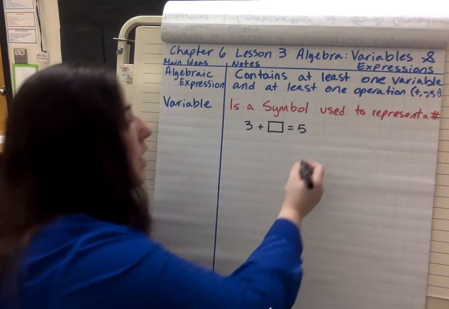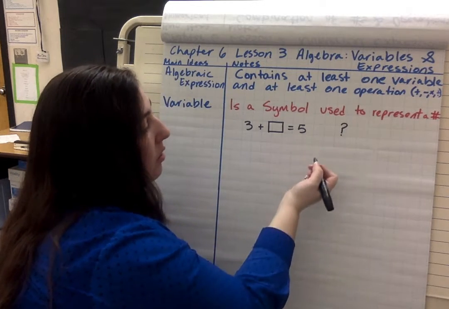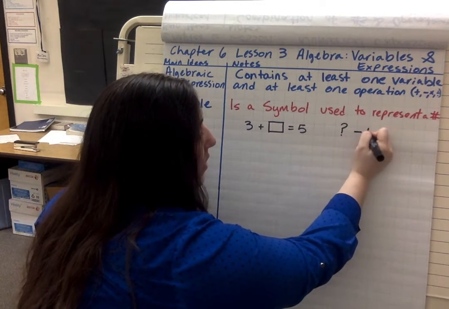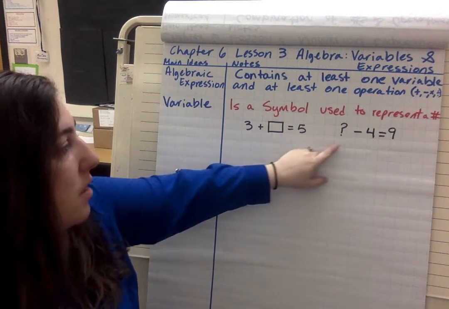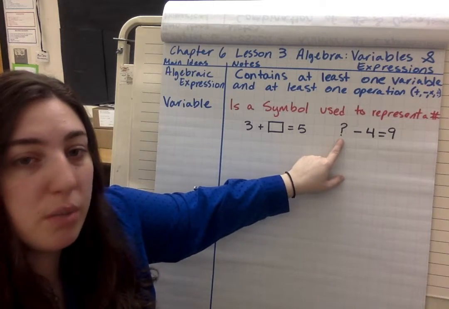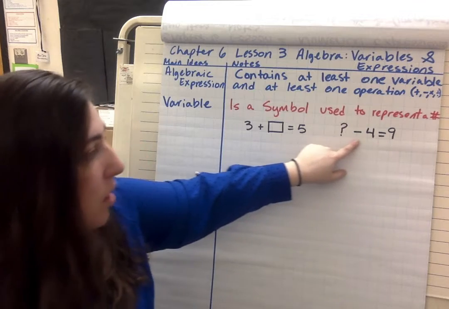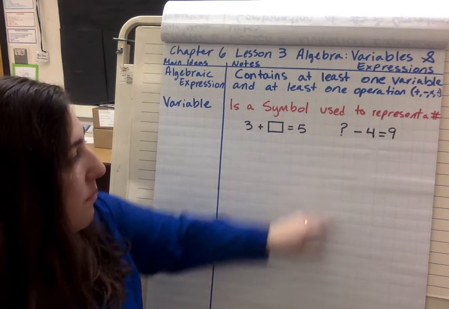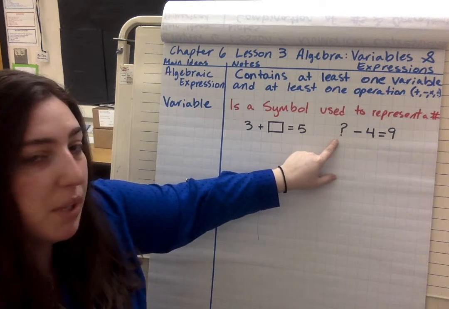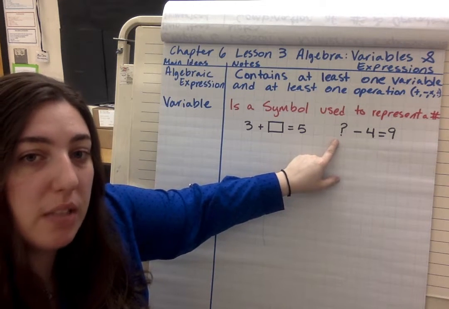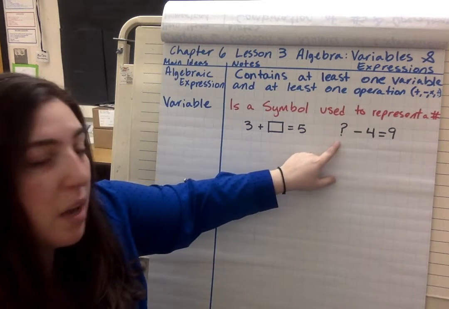Another way that you may have seen this in elementary school is with a question mark. So question mark minus 4 equals 9. And you were probably asked, what is this question mark supposed to be? It's because this minus 4 equals 9. Okay? And using the relationship between 4 and 9, you probably guessed that 13 would go in place of this question mark. So this is just another symbol used to represent a number.